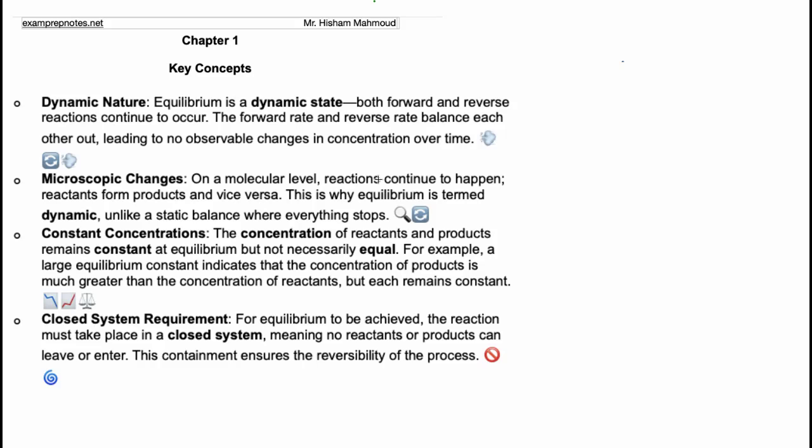On a molecular level, reactions continue to happen. Reactants form products and vice versa. This is why equilibrium is dynamic, unlike a static balance where everything stops. If two people are on a seesaw and they are just sitting and not moving, this is an equilibrium, but it is a static equilibrium. They are not moving, not because they are balancing out, but because they are just sitting. Our equilibrium that we are explaining is dynamic.